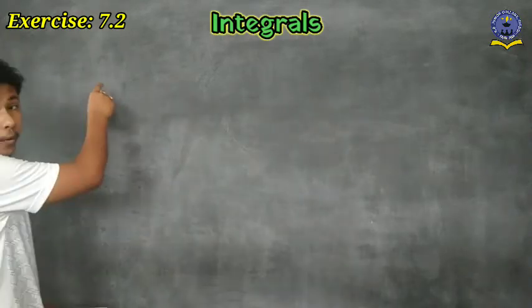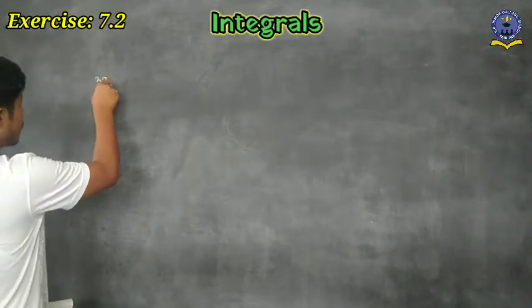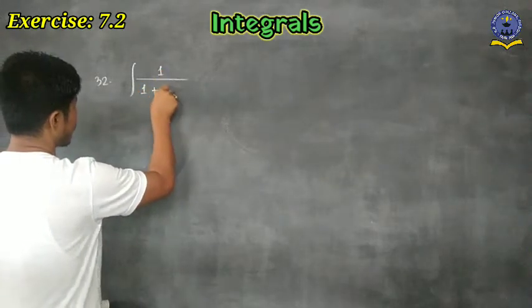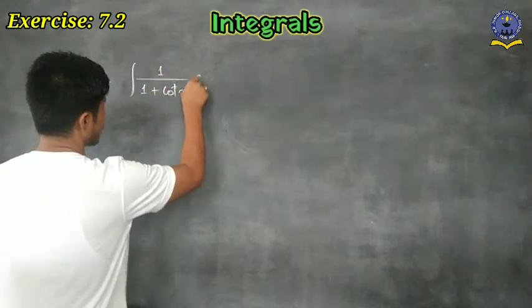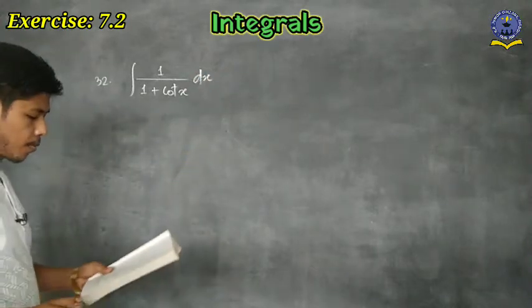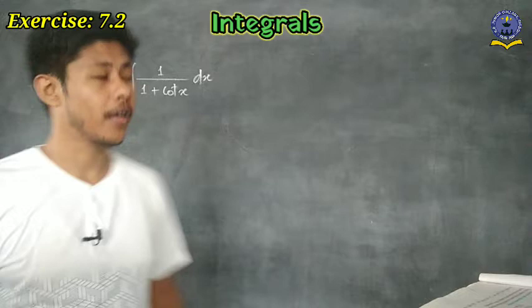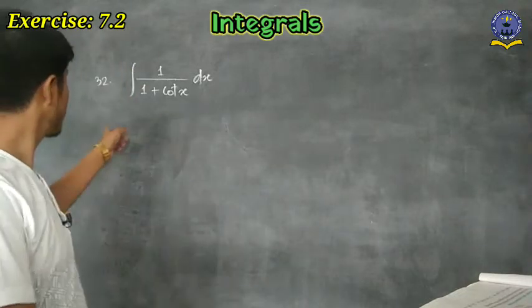if you see question number 32, this one is a very important question. So question number 32, and the question is given: integration of 1 by 1 plus cot x dx. So this one is the question here.